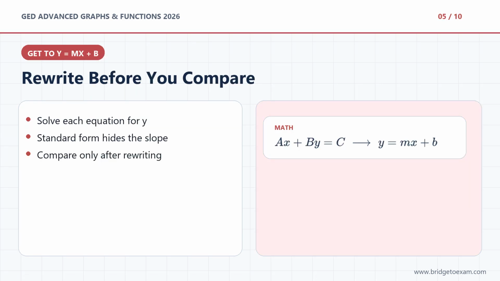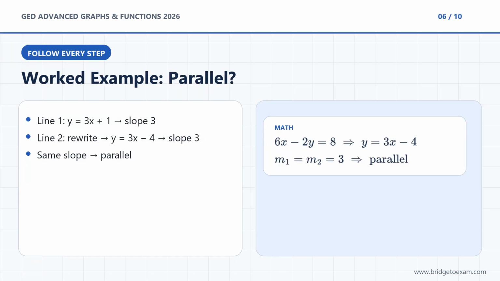Here's the step students skip, and it costs them. Before comparing slopes, rewrite each equation into slope-intercept form, y equals mx plus b. Equations in standard form hide the slope. Only once both are solved for y can you safely read and compare the two slopes. Rewrite first, then decide. Let's test two lines.